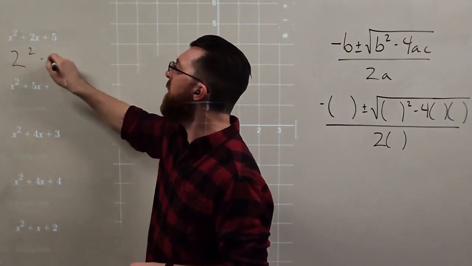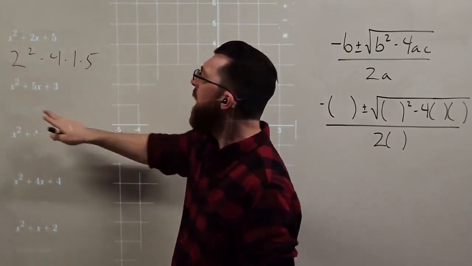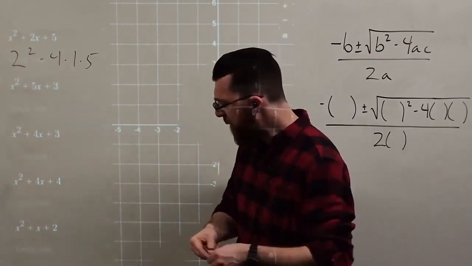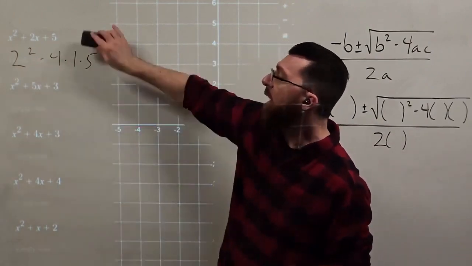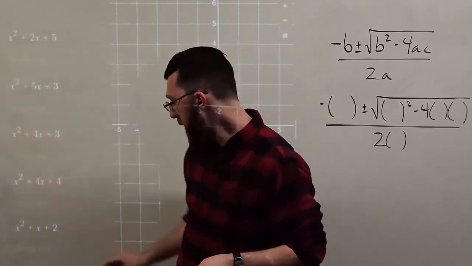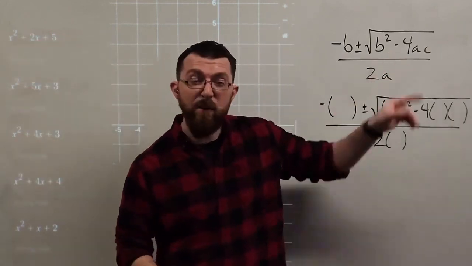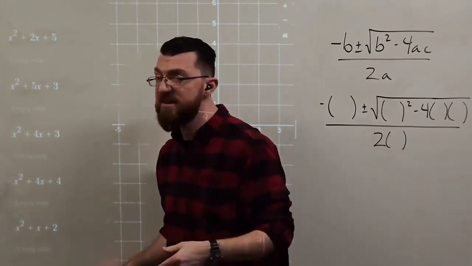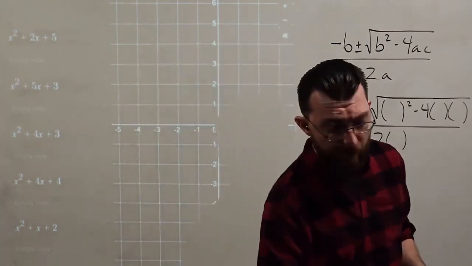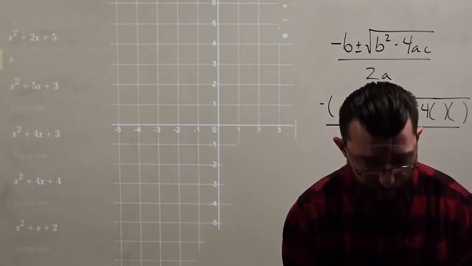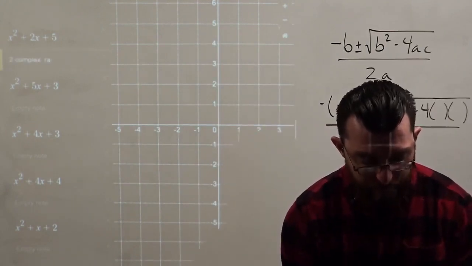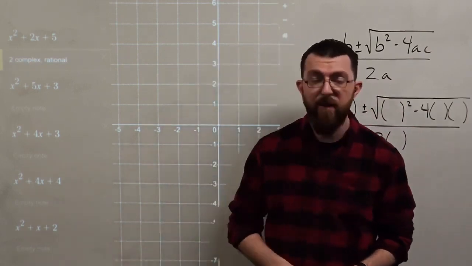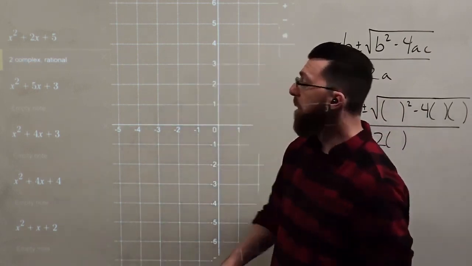So b squared minus 4ac on that first parabola is going to look like this: b squared minus 4ac. That's 4, and that's 20. 4 times 1 times 5. Now 4 minus 20 is a negative number. So if you're taking the square root of a negative number, you're not going to get a real number. You'll get a complex number. At least 16 has a square root. So there will be 2 solutions. However, they will be complex rational numbers. Complex because it's negative, rational because 16 has a square root.